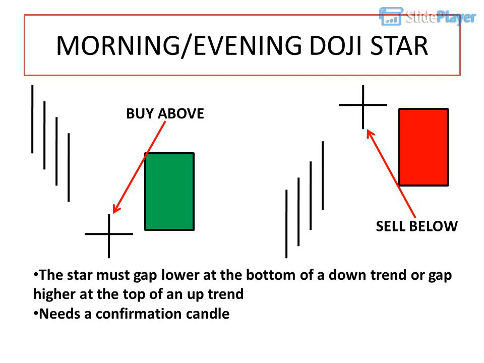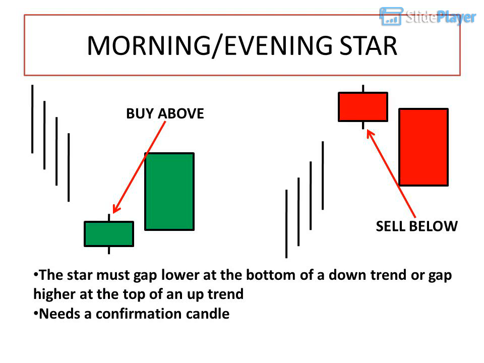The star must gap lower at the bottom of a downtrend or gap higher at the top of an uptrend. Needs a confirmation candle. Morning/evening star. Buy above, sell below. The morning star is at the bottom of the move and the evening star is at the top. The star must gap lower at the bottom of a downtrend or gap higher at the top of an uptrend.